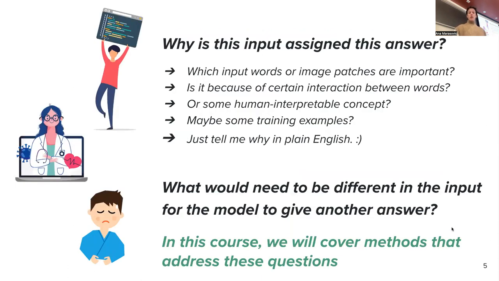So given this situation, we have said in August that these people who are involved in these kinds of ecosystems want to know why the input is assigned a certain answer. Why is this clinical note from a patient assigned a flag that this person might be at high risk of having diabetes, for example? And in this course, we have gone over multiple methods of how we can address these questions, such as highlighting which words or image patches were responsible or important for the prediction, what kind of interactions between features, for example words, were important, what kind of human interpretable concept is important, what kind of training examples were important, and we have also talked about how to just generate in plain English the reasoning behind the prediction.